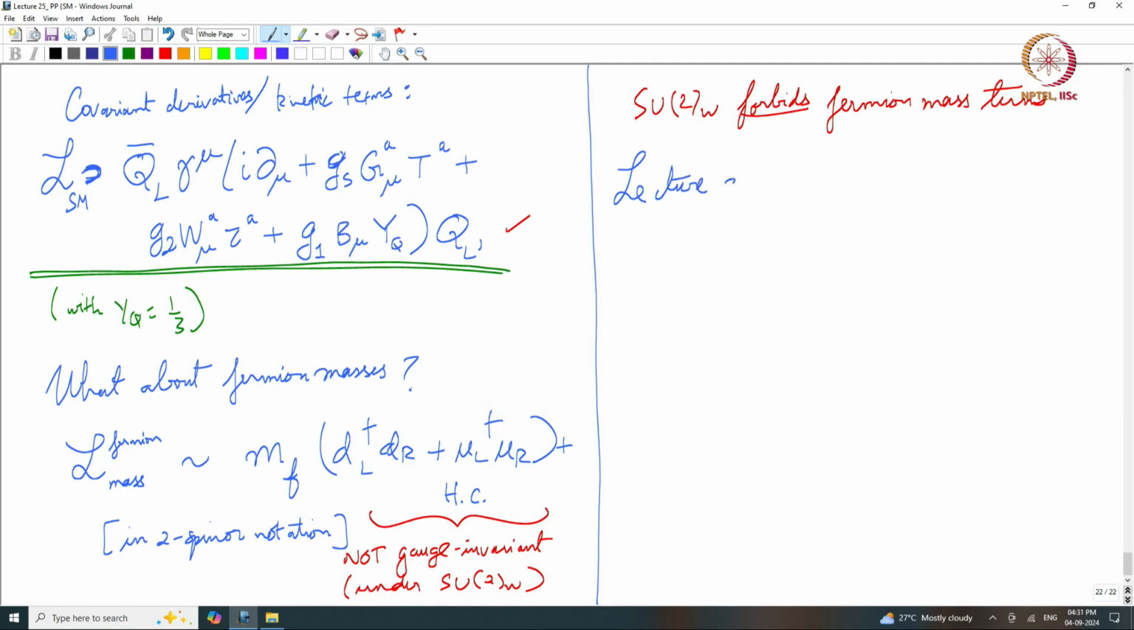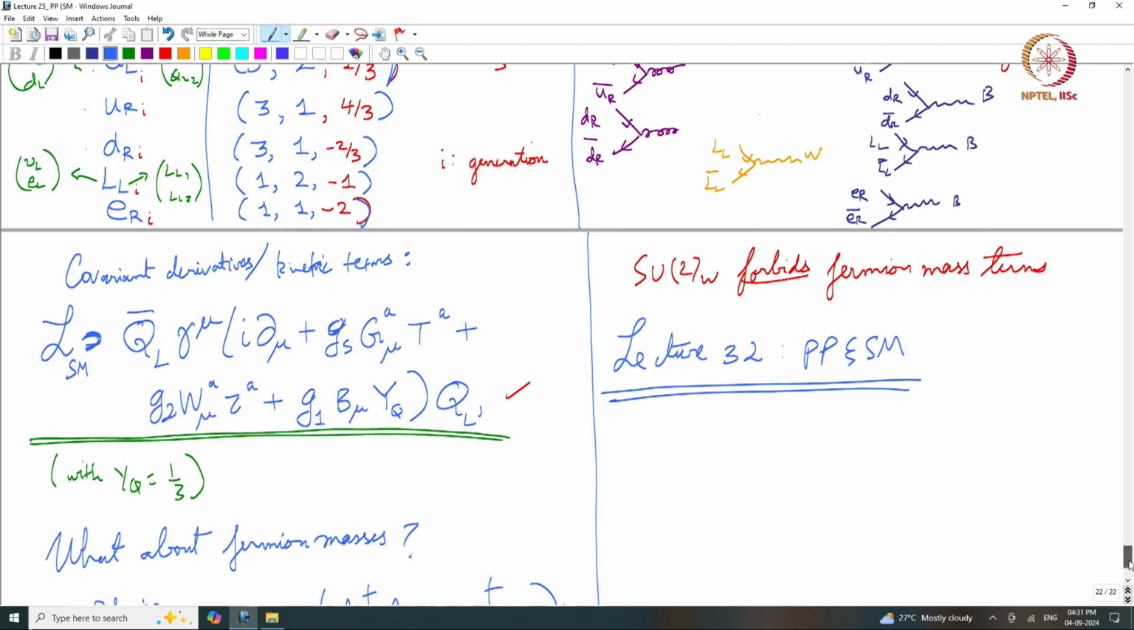Okay, so welcome back to particle physics and the Standard Model. This is lecture 32, and in the previous lecture we started putting together the Standard Model in a very real way, right.